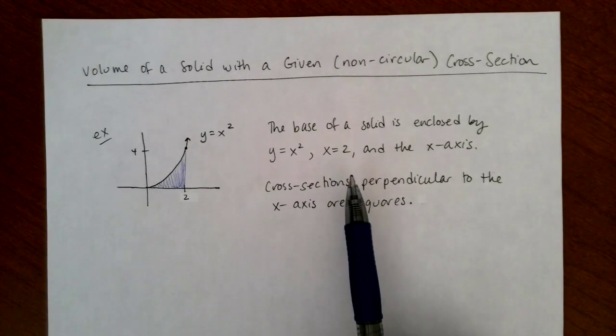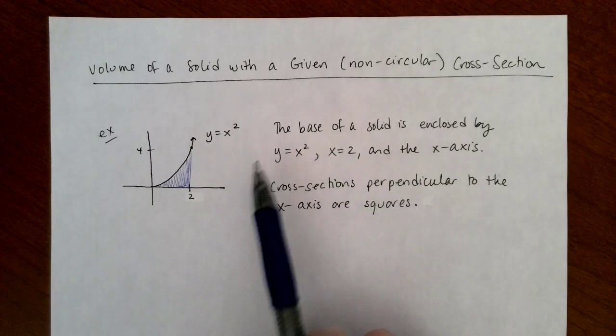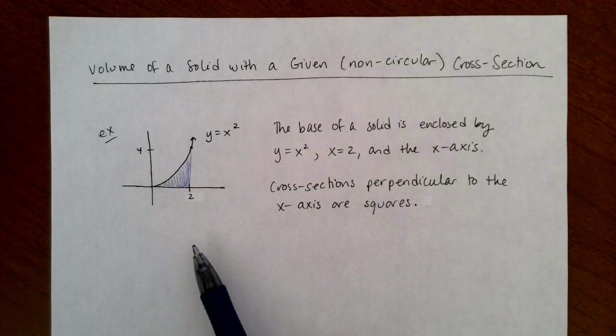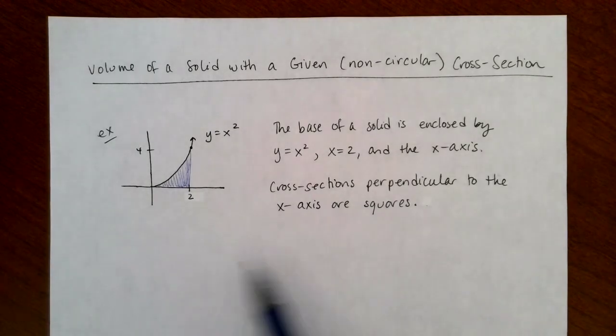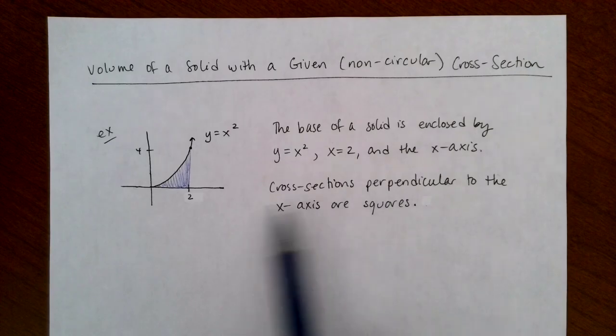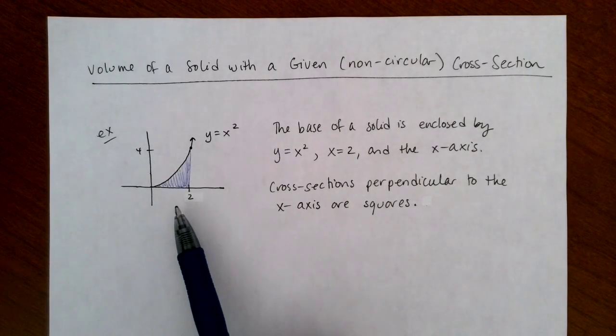The base of a solid is this region I have in blue. It's enclosed by y equals x squared, the vertical line x equals 2, and the x-axis. We're not rotating this region about any axis. What we're told instead is that cross sections cut perpendicular to the x-axis are squares. So essentially, all we know is that this is the footprint that this solid makes.